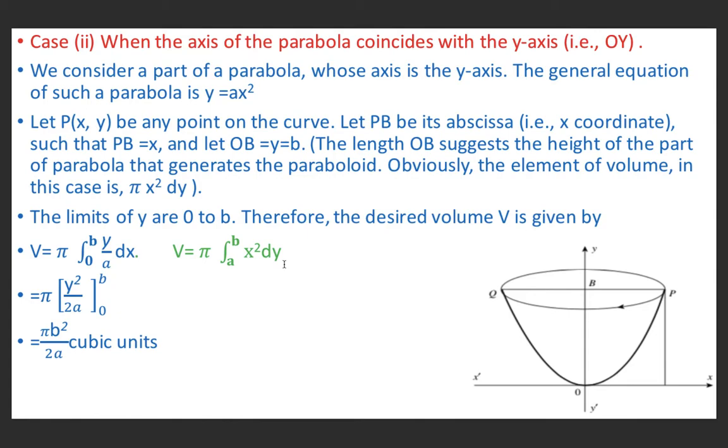If we rotate about the x-axis, then the formula is y square dx. So x square is nothing but y upon a. Integration of y is y square upon 2, and the limits are between 0 and b. So if you substitute b, it will be b square upon 2a. If you substitute 0, minus 0. I have not written the 0 part. So it is pi b square upon 2a cubic units.